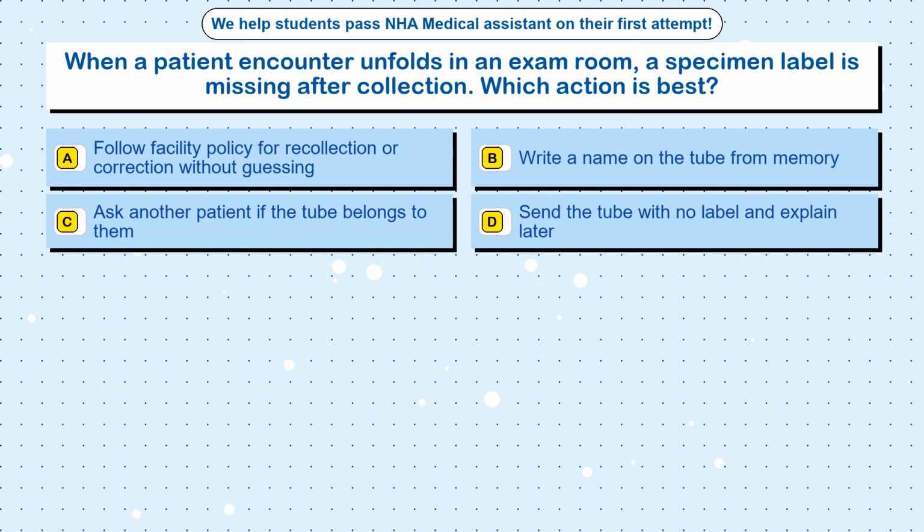Question 65. When a patient encounter unfolds in an exam room, a specimen label is missing after collection. Which action is best? Option A, follow facility policy for recollection or correction without guessing. Option B, write a name on the tube from memory. Option C, ask another patient if the tube belongs to them. Option D, send the tube with no label and explain later.